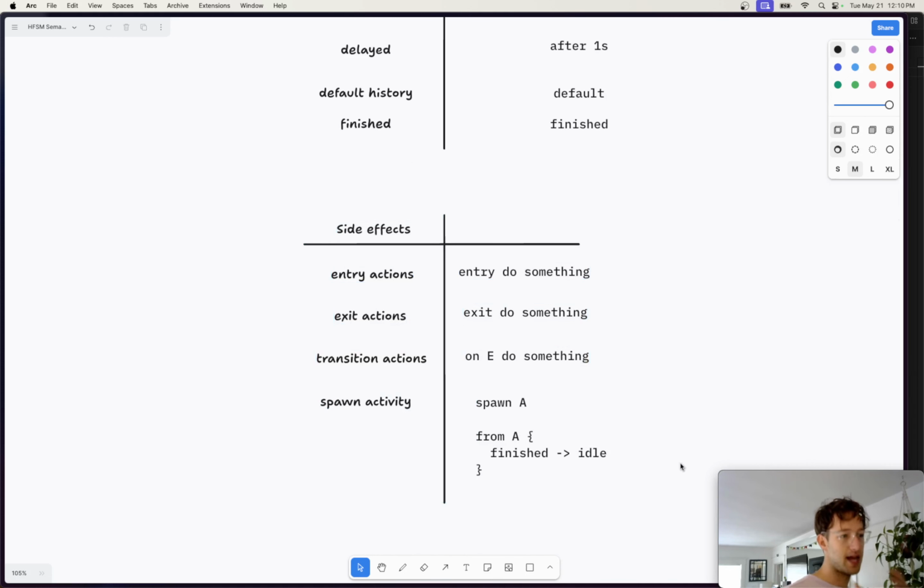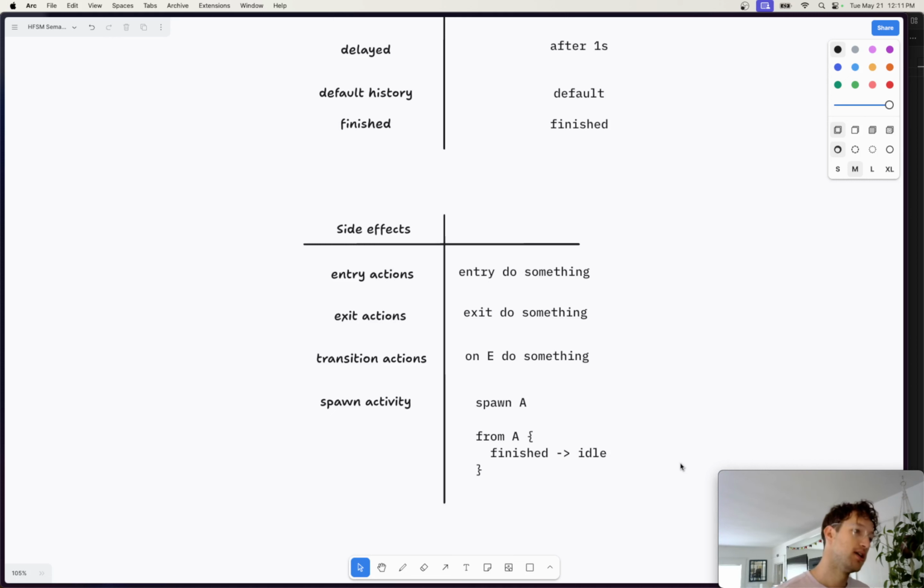This brings us to the last and probably just as important part of the notation, which are the side effects that we can perform. Because state charts are a behavioral notation, the ability to act on our world, to interact with our world, so receive events and then act back, is really important. And we do that through side effects in a couple different ways.